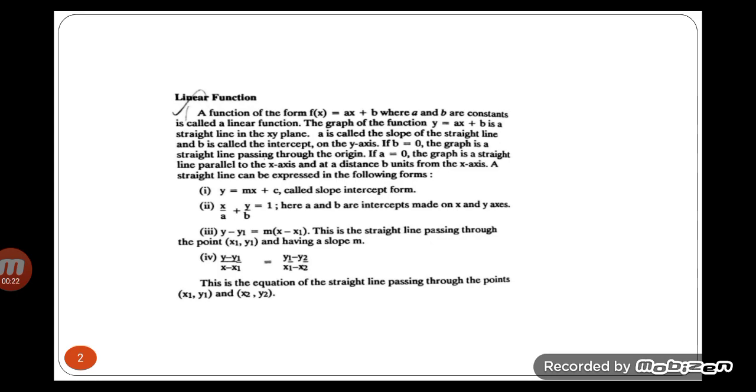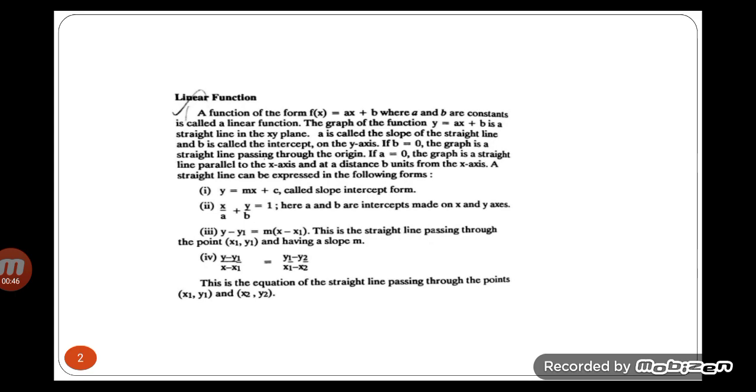Linear function means the power of the x will be 1. For example, a function is of the form f of x is equal to ax plus b, where a and b are constants. Example: 3x plus 5. Here the power of the x value is 1. If the power of a variable is 1, then the function is said to be a linear function.